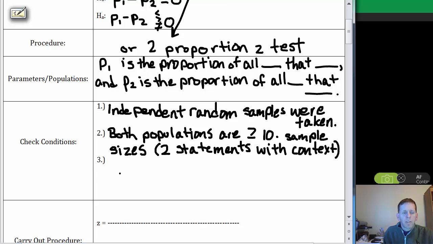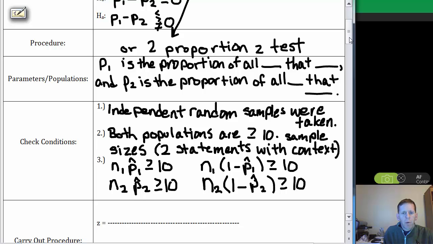And then the third condition is similar to what we had when we did the 2 proportion z interval. There are 4 separate statements in which every product of a sample size and its corresponding sample proportion should be greater than or equal to 10.